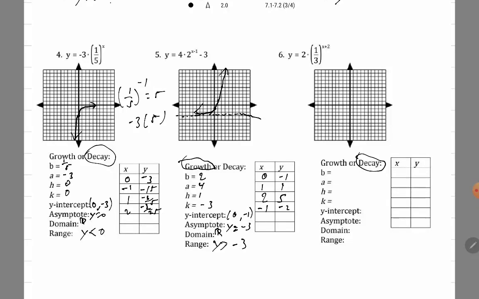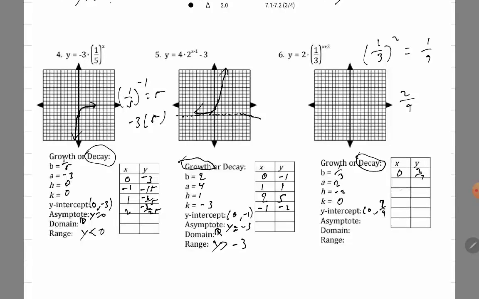Alright, number 6. B value, 1/3. A value, 2. H is negative 2, because there's a plus 2 up there. And K is nowhere to be found, so 0. So my y-intercept, if I plug in 0, what do I get? So this would be 1/3 to the second power, which is 1/9. 2 times 1/9 is 2/9. So if I plug in 0, I get 2/9.